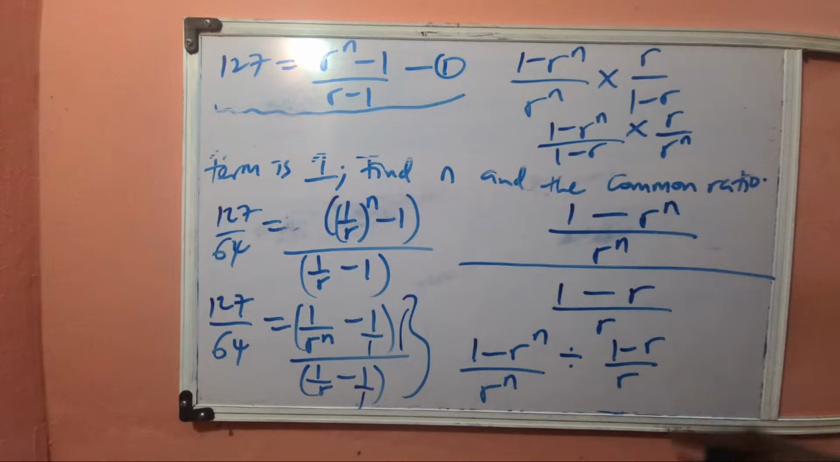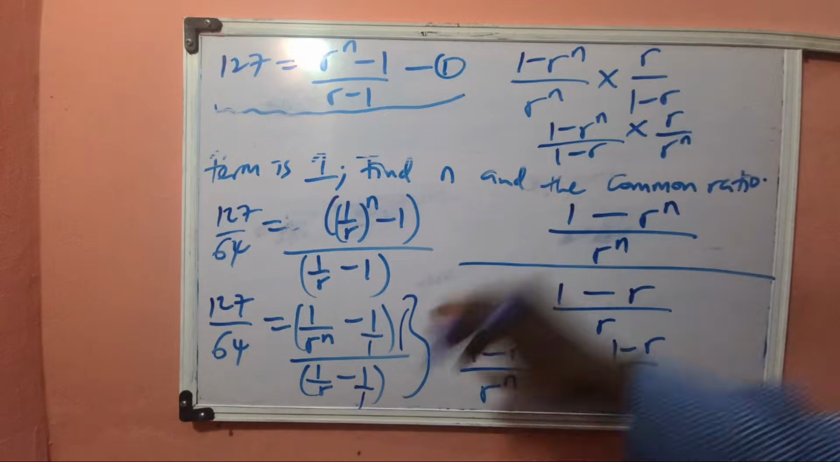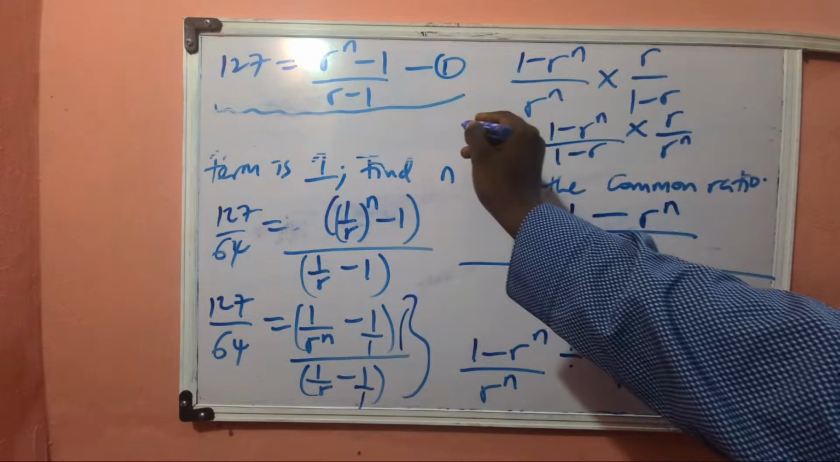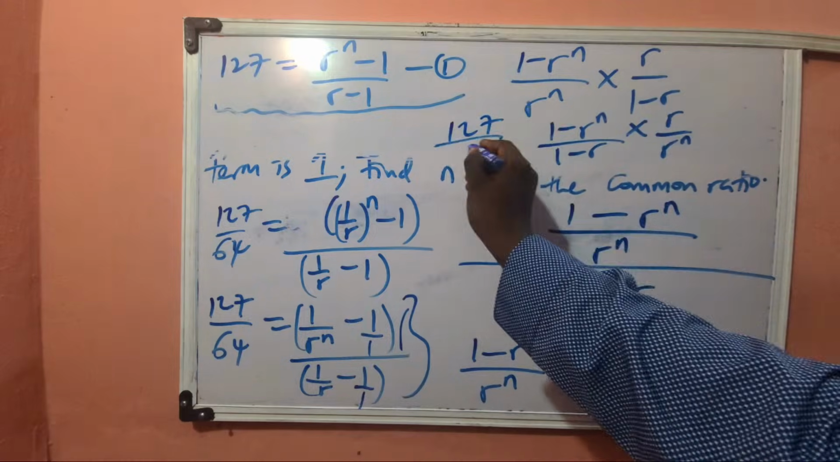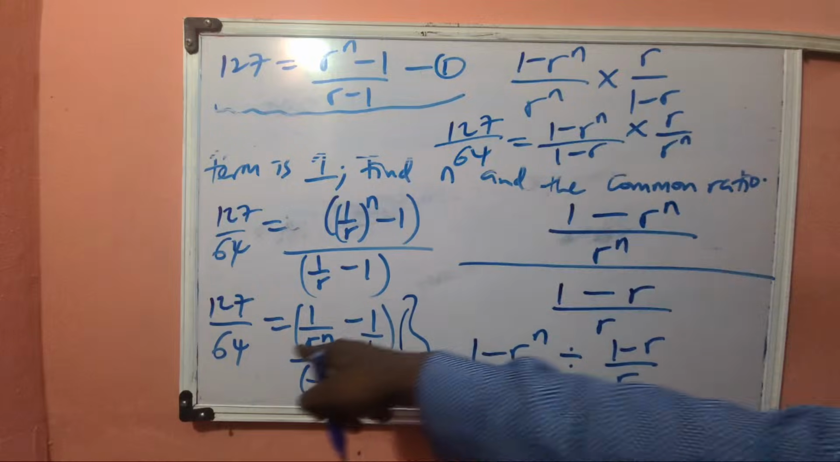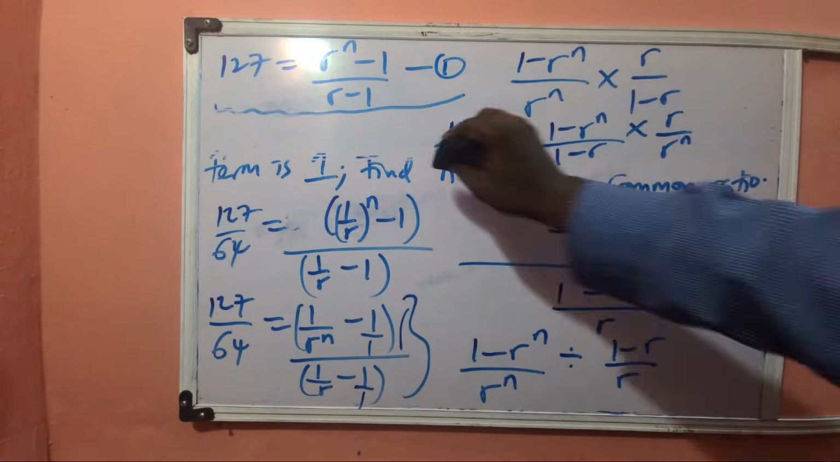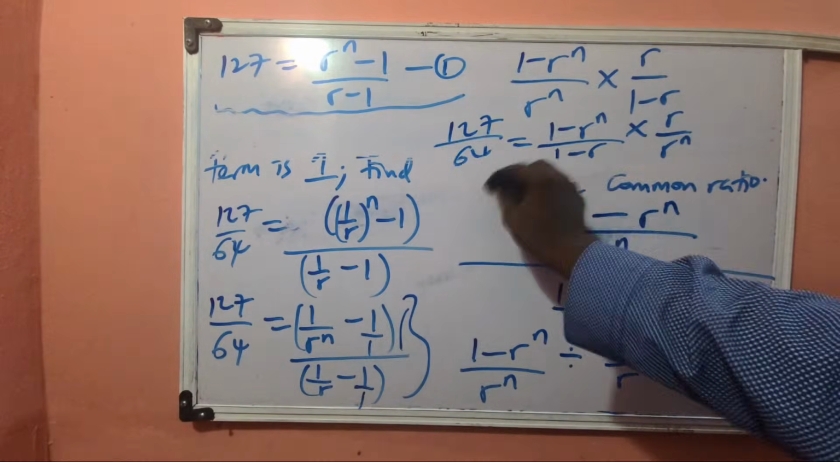I'm sure we don't need this anymore. This is the final answer here. So let me go on now to write. Don't forget this was the right hand side. So let me go on to write 127 over 64 equals this. Because don't forget, I was just solving the right hand side here. All right, good. I'm still on this.